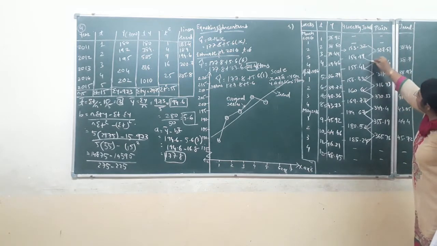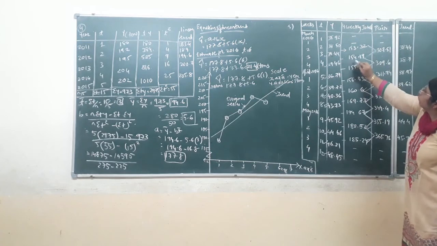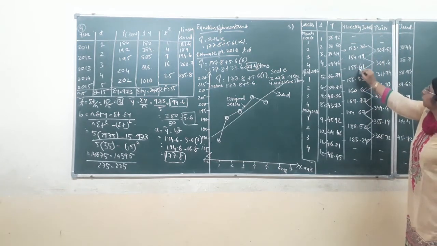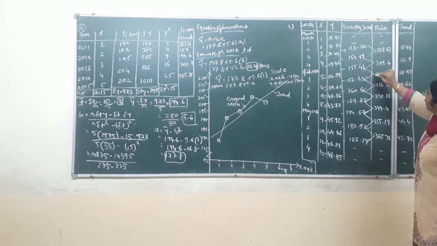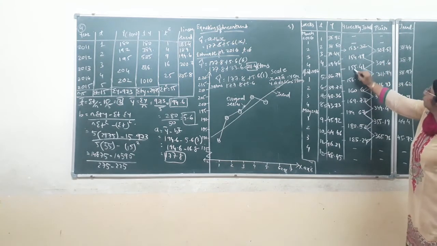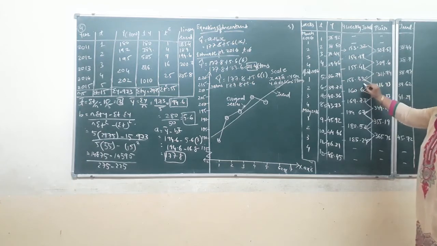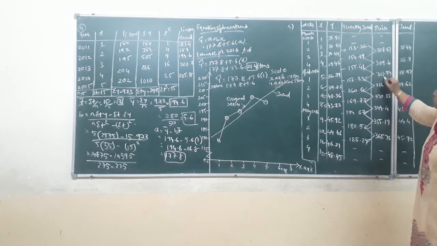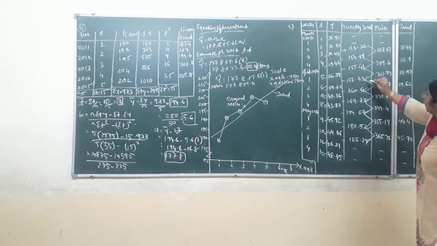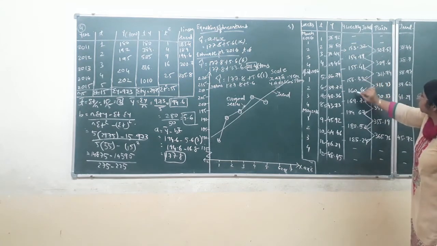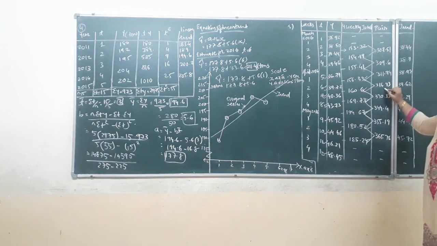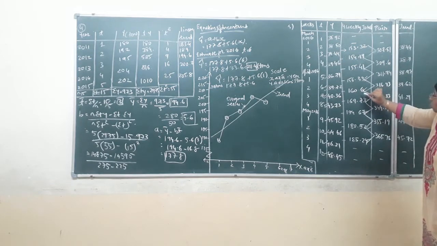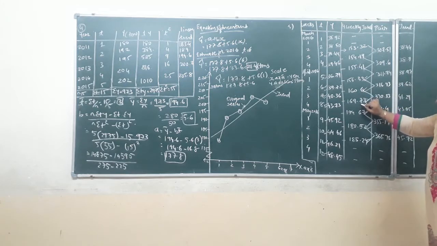In the same way, next one, the total of these two, that is 154.19 plus 155.41, you will get 309.6. Next, 155.41 plus 156.33, you will get 311.74. Next, 156.33 plus 160.66, you will get 316.93. And afterwards 160.66 plus 169.73, you will get 330.33.